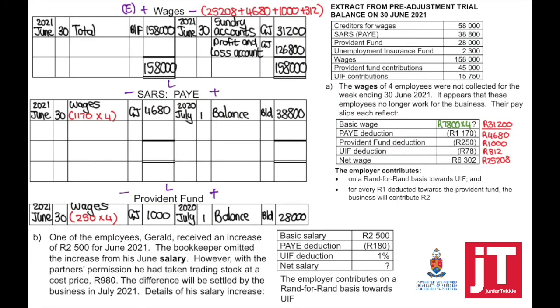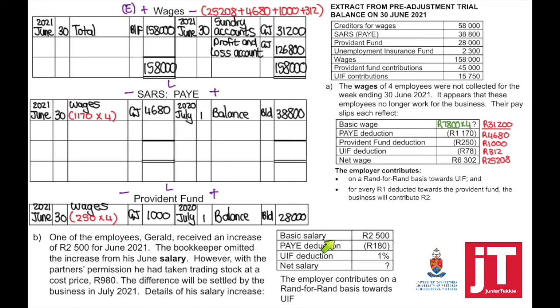Now, if you look at adjustment number B, one of the employees, Gerald, received an increase of 2,500. The bookkeeper omitted the increase. So if it's omitted, it means we need to add it. However, with the partner's permission, he had taken trading stock at a cost price of 980. The difference will be settled by the business in July.